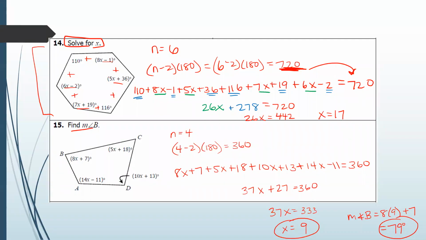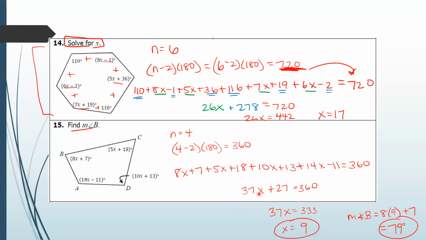All right, you should have gotten x equals 9. When you plug 9 in for angle B, you should have gotten that angle B equals 79 degrees. Now, if you set up your equation and you added the expressions in a different order than I did, like I started with 8x plus 7, but if you started with one of the other angles, that's okay. Addition's commutative. It doesn't matter which order you add in. You know you did it right if when you combined your like terms, you still got 37x plus 27. So if you set this up in a different order than I did, not a big deal, because when you combine your like terms, we still get the same thing.